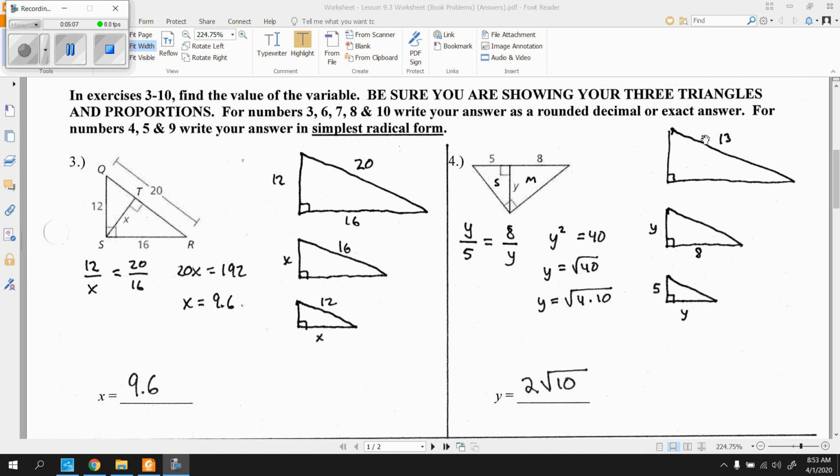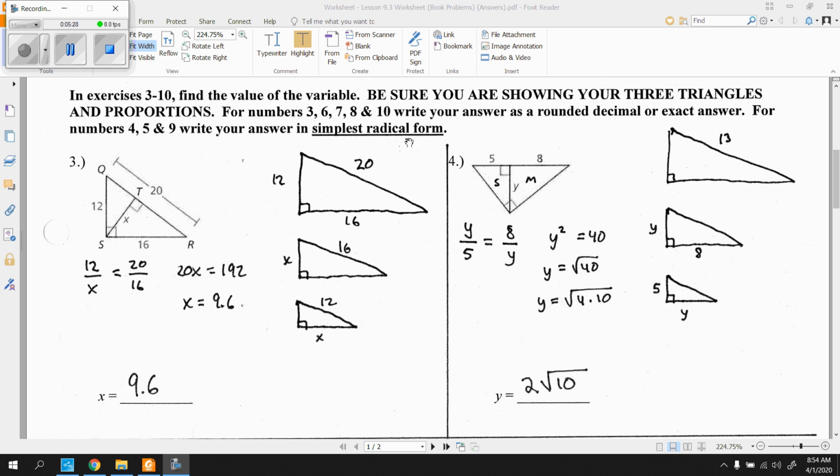The big triangle doesn't help me out a ton here in this one. On the cross multiply, I matched y with 5 around my proportion, and 8 matching with y. I saw this a lot on the homework from those that submitted it last week. The y times y is y squared, not 2y. So that's something to clean up. We'll run into that quite a bit on these ones.